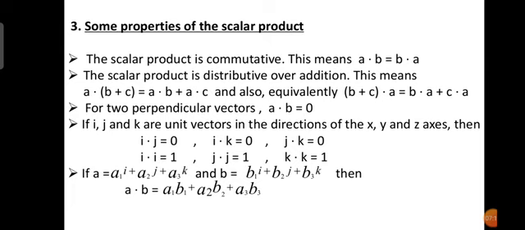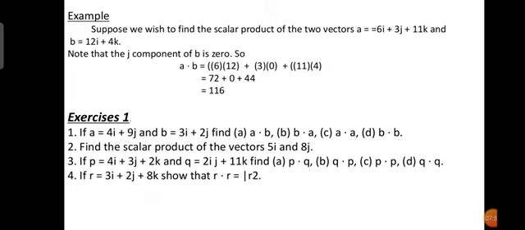And the last property is, if A is A1 i plus A2 j plus A3 k, that means these are the points in the XYZ plane, and B is also B1 i plus B2 j plus B3 k, then we can say A dot B is A1 B1 plus A2 B2 plus A3 B3. So we can directly find the dot product or scalar product. And here is an example also given for you.